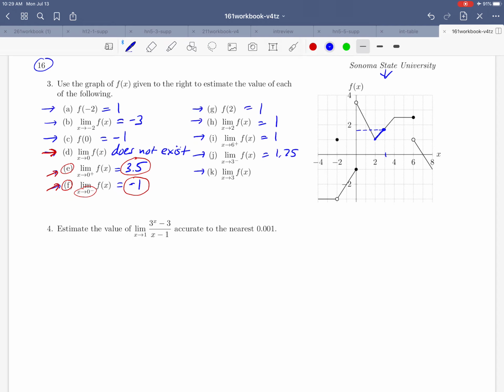And then what about the two-sided limit as x approaches 3? Okay, well, notice that if we take a number that's bigger than 3 and approach x equals 3, we're still sliding towards the same point, so we should get 1.75 again. Okay, wow, that was a lot of work, but I think we completed the problem.